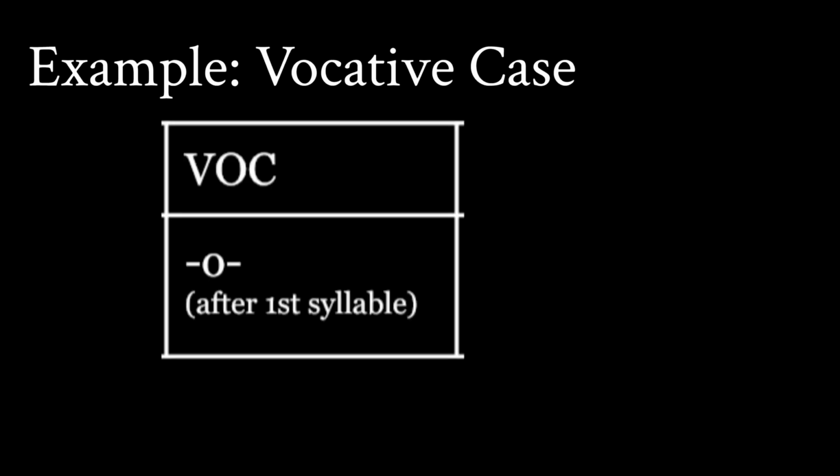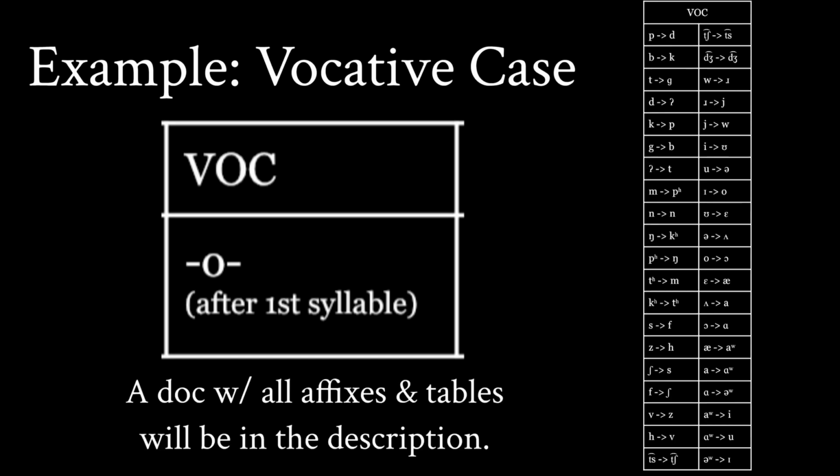Here's how it works. Every single grammatical category in this language has not only an affix that is connected to it, but also has a table of mutation that is connected to it, that displays all of the patterns of mutation that are associated with that grammatical category.